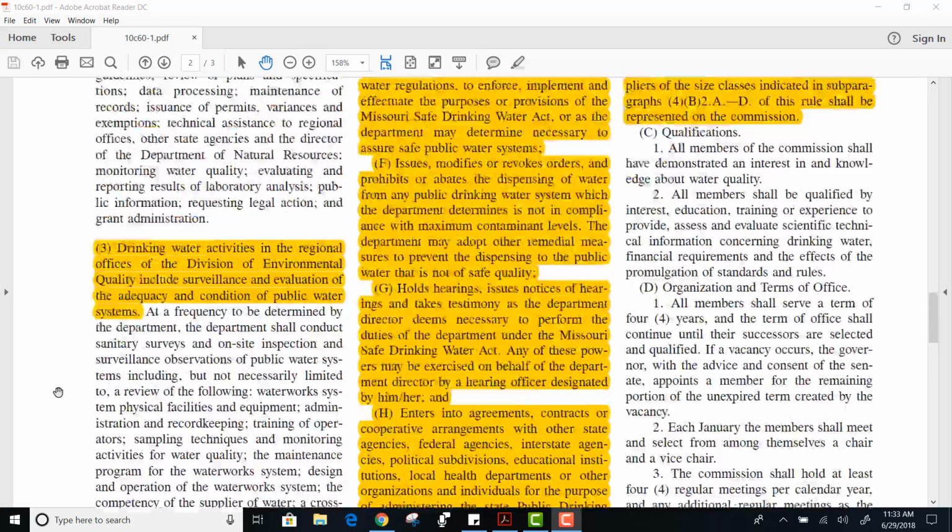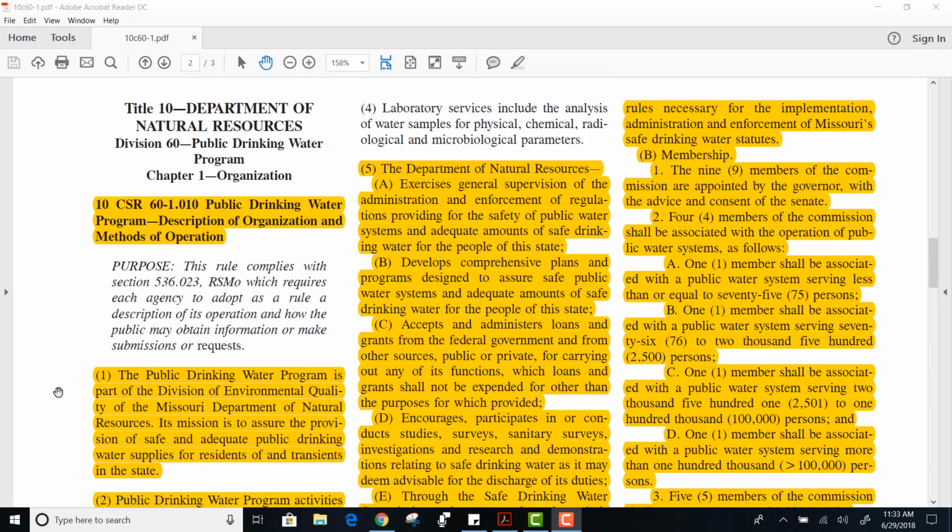Okay, roll on down, and this number 4 says laboratory services include analysis of water samples. However, at this time, the Department of Health laboratory does all of the water sampling. The DNR offices are closed, and the Department of Health does all the laboratory sampling and sends the results to the Department of Natural Resources and to you if you get it set up right. We'll approach that in a future lesson, how to do that.